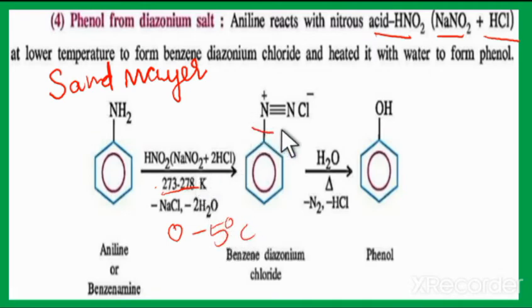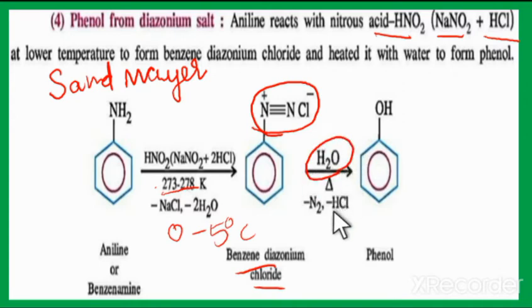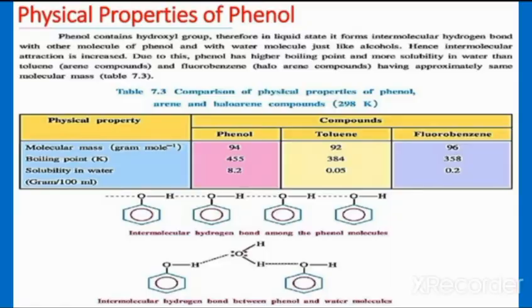So initially it forms the diazonium salt. Benzene diazonium salt can be obtained. Now the benzene diazonium chloride, when treated with water followed by heating, forms the phenol. Phenol can be obtained. So this is known as the Sandmeyer reaction. By the Sandmeyer reaction, the diazonium salt is obtained. When the diazonium salt undergoes hydrolysis, in that case also we can get the phenol. These are the preparation methods of phenol.